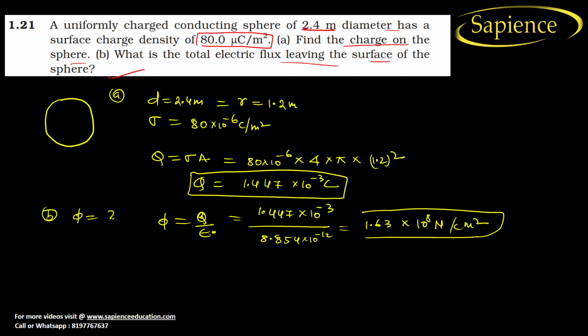So I hope you have done this one. Let's go for the next question. Read the question. An infinite line charge produces an electric field of 9 into 10 to the power 4 Newton per coulomb at a distance of 2 centimeter. Calculate the linear charge density. So how will you find linear charge density? They have provided the electric field as 9 into 10 to the power 4 Newton per coulomb, and the distance as 2 centimeter, or 2 into 10 to the power minus 2 meter. We need to find the linear charge density, that is lambda.